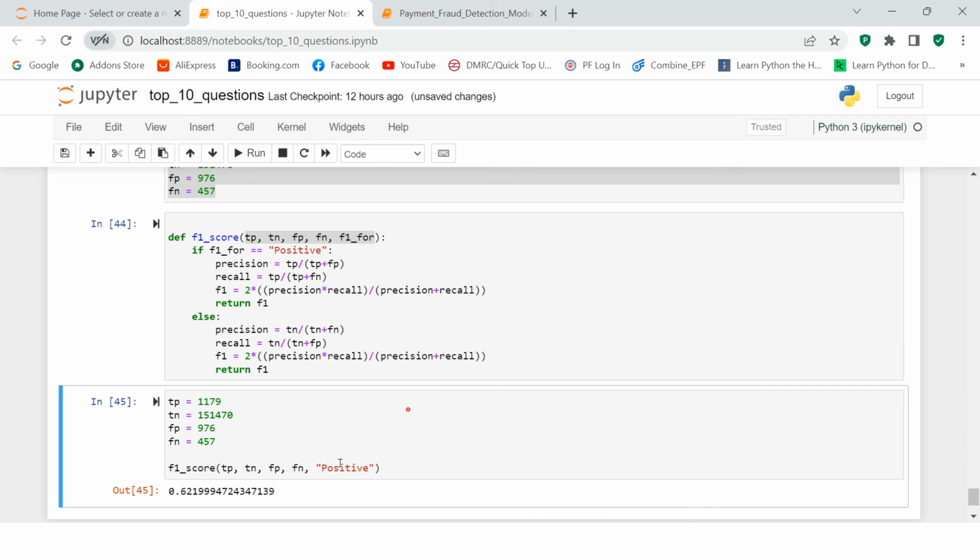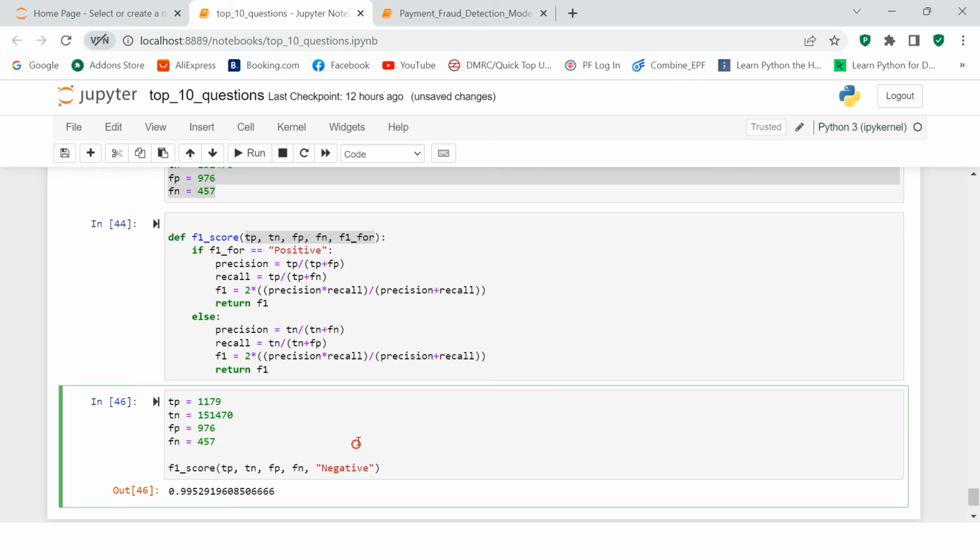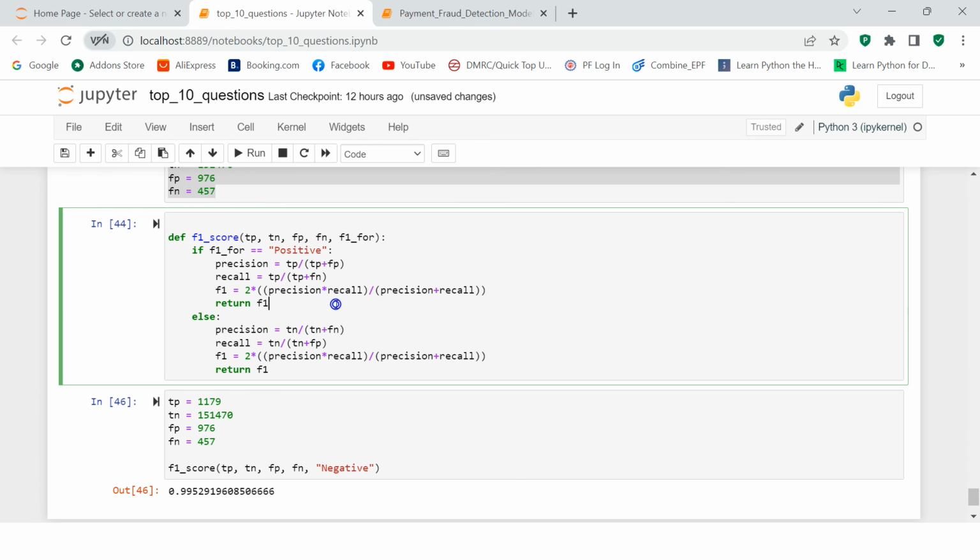Let's try for negative, right? Let's try for negative. Here is what we got, 0.99, which will be approximately 1, and here is what we have. Alright, so this is what precision, recall and F1 score are in a nutshell. Hope you liked it. Thank you very much for watching the video.